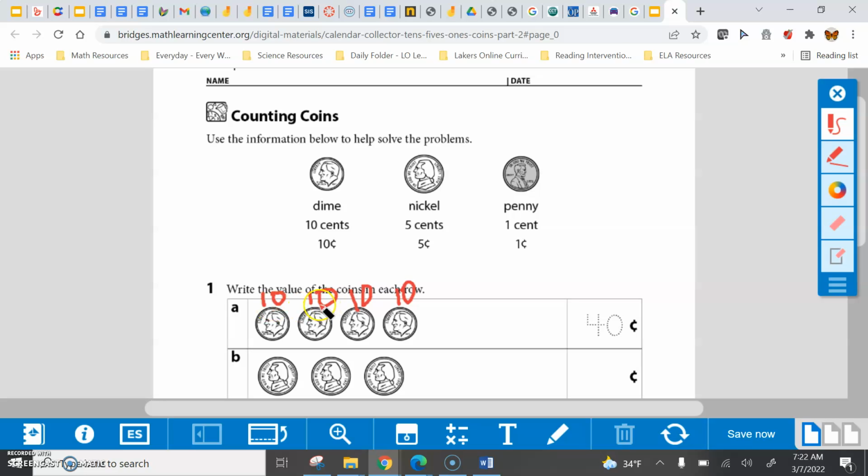What is 10 plus 10, class? 20. Good job. Plus 10. 30. Plus 10 more. 40. And that's where this answer of 40 is actually identified.